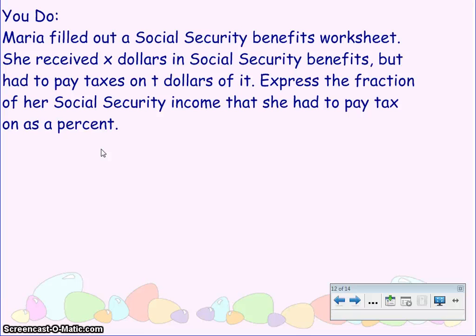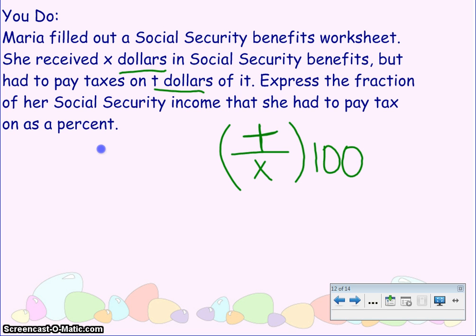Okay, it says Maria filled out a Social Security benefits worksheet. She received X dollars in Social Security benefits, but had to pay taxes of T dollars of it. Express as a fraction her Social Security income that she had to pay in tax as a percent. So she had to pay these taxes. She received these benefits, so I'm looking at T divided by X. And anytime it asks for it as a percentage, we're going to go ahead and multiply it by 100.